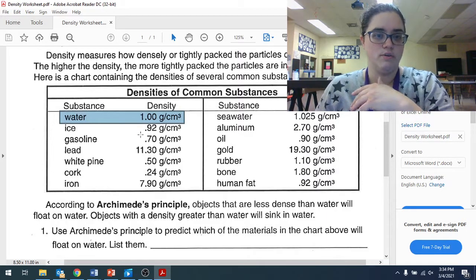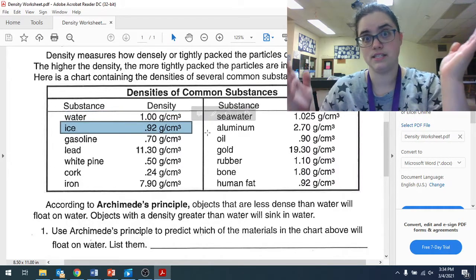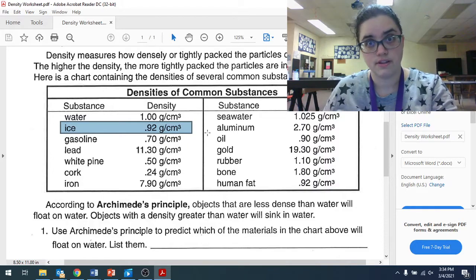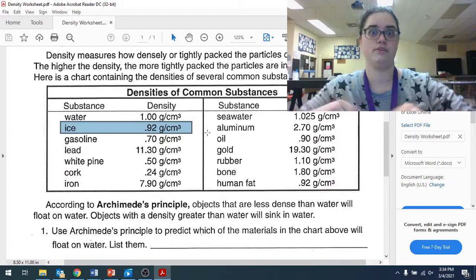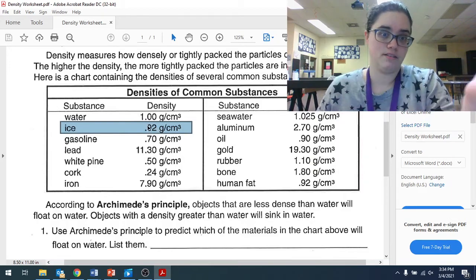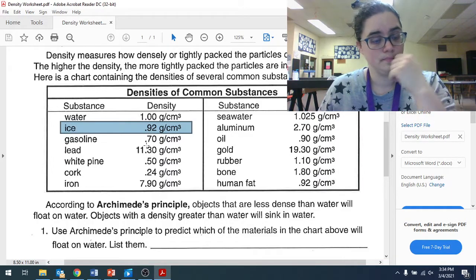But if it's got a lower number like ice does, you know that ice is going to float on water. You've had ice in a drink before. You've seen iceberg pictures, if you've not seen them in real life, but you've seen ice floating on the top of your drink, right? And that's because it's got a lower density than water.